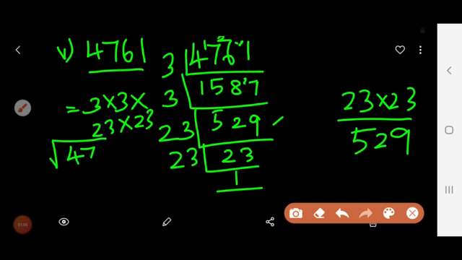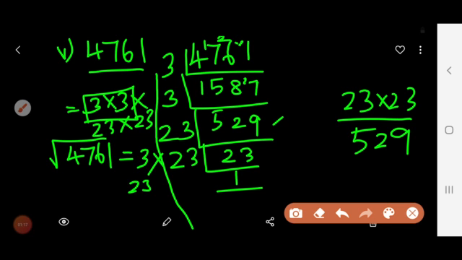Square root of 4761 equals, instead of these two we have to write only one, and only one 23. Okay. Now 3 into 23, the answer is 69. Therefore, the square root of 4761 equals 69.